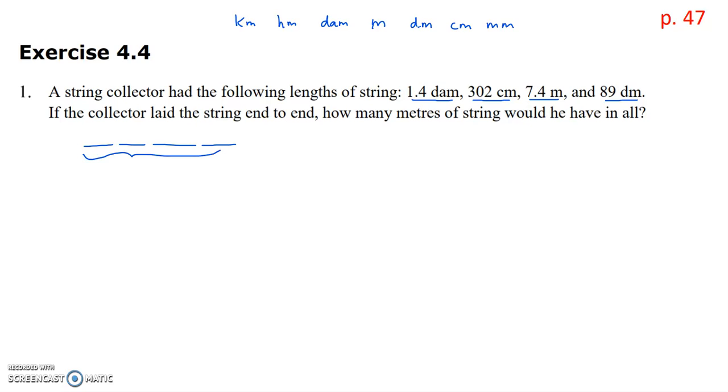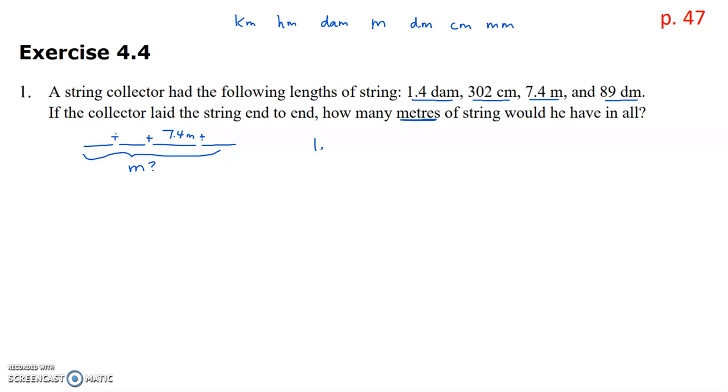So we want to find the total in meters. We don't know what the total in meters is. And what we see here is we have all different units. So one of them we can keep, this 7.4 meters. We won't have to convert that one. But we're going to be adding all these different lengths, so we need to convert the other ones.